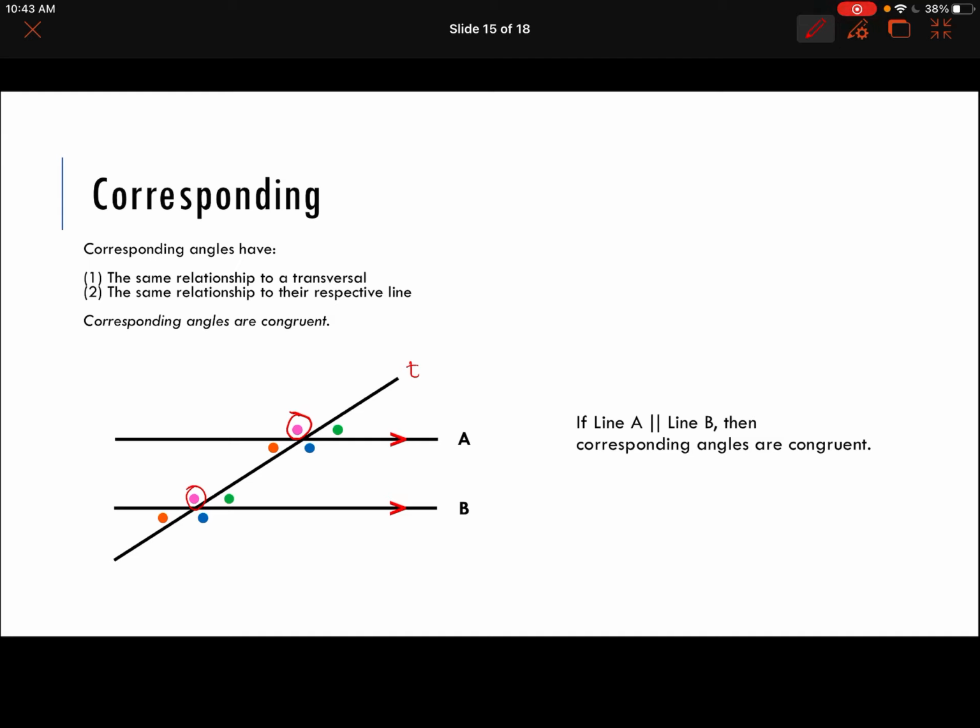You can imagine if you move line B all the way up and take the angles with it, eventually all of these dots would line up with the other dots. All of the dots on line B would line up with all of the dots on line A, and that's what makes them corresponding angles.